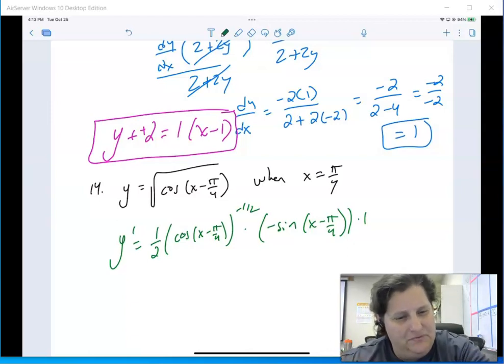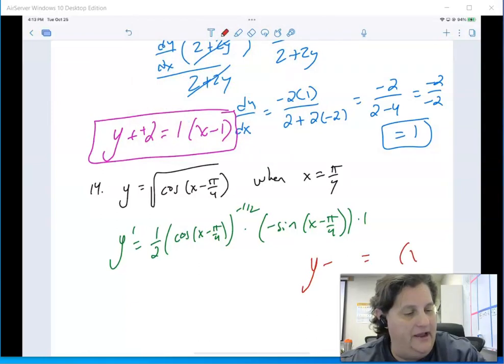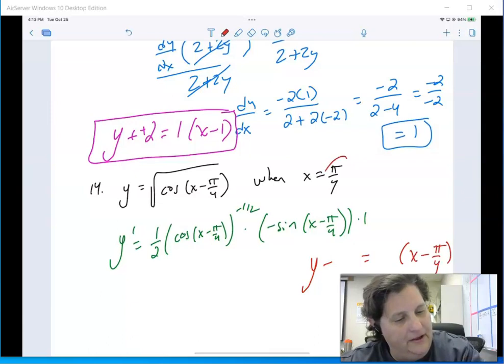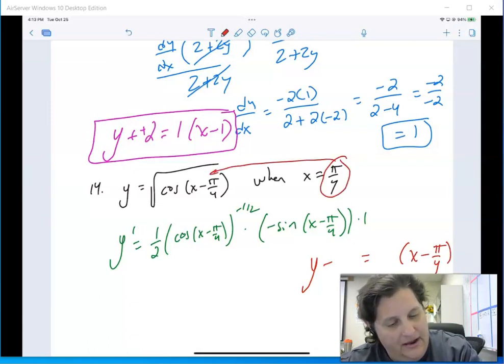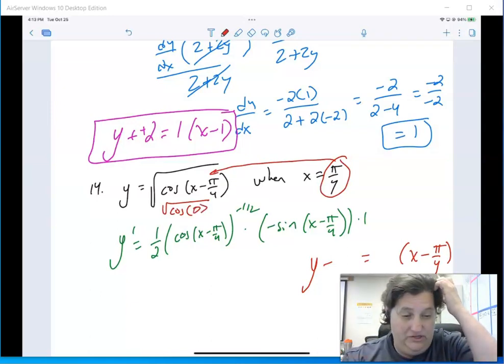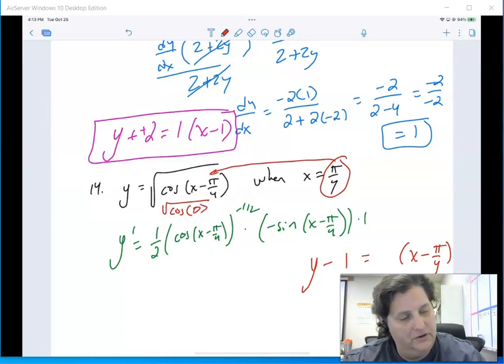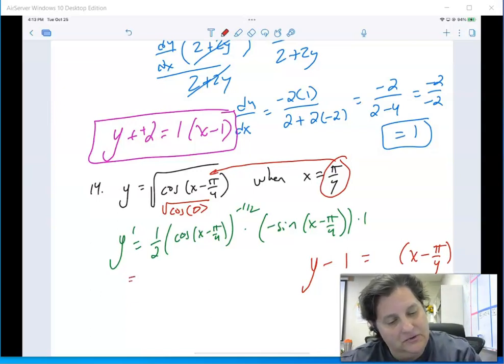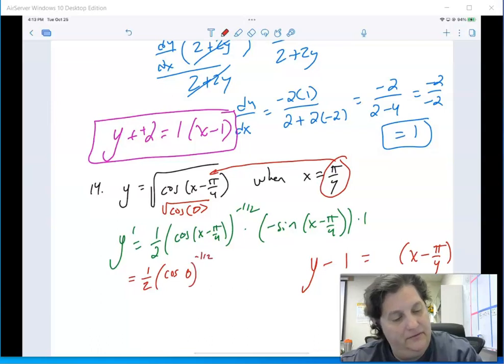All right, when x is pi over 4, well, first of all, because this is y minus y1 equals m(x minus x1), x is pi over 4. When I plug that into the original, I get the square root of cosine of pi over 4 minus pi over 4, which is 0, and the cosine of 0 is 1. And then here's what I get: 1/2 cosine of pi over 4 minus pi over 4, so cosine 0 to the negative 1/2.